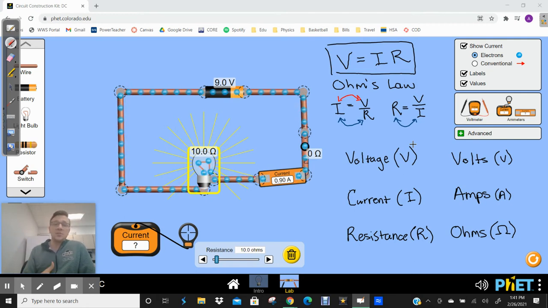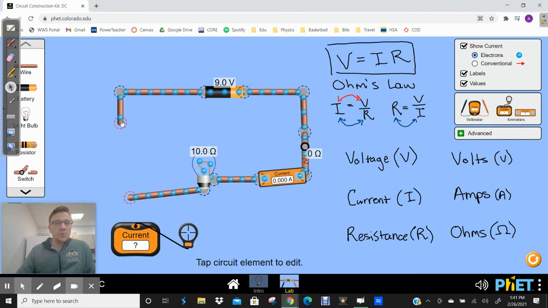And then current and resistance are inversely proportional, meaning that the higher the resistance, the lower the current, and vice versa. Okay. Just for purposes here, I'm going to add in one more light bulb just to show you that by adding in another light bulb, we're adding more resistance to the circuit. So I'm adding another 10 ohm light bulb. And when I add that in, notice that the current has decreased again.